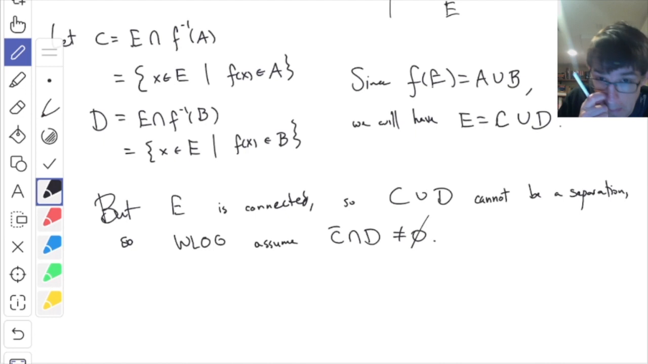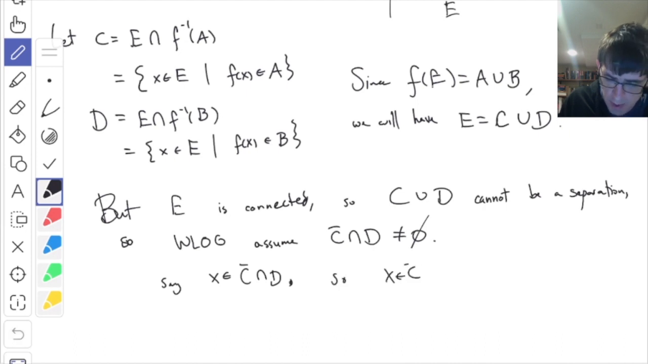All right. Because E is connected, C and D cannot separate into two separate pieces. If those intersections are always empty, then it is a separation. So C bar intersect D is not the empty set. So let's say that means there is actually a point x in C bar intersect D. All right, what does that mean? So x is in C bar and x is in D, right?